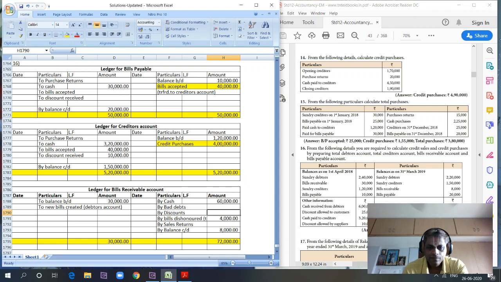It has to move to the sundry debtors account. A new debtors account will be created. It has to be transferred because the customer has dishonored the bill. Then the balancing figure will be the fresh bills created, which is 72,000. Fresh bills accepted 72,000 minus 30,000, so 42,000 is the new bills created, which will be transferred back to the debtors account.